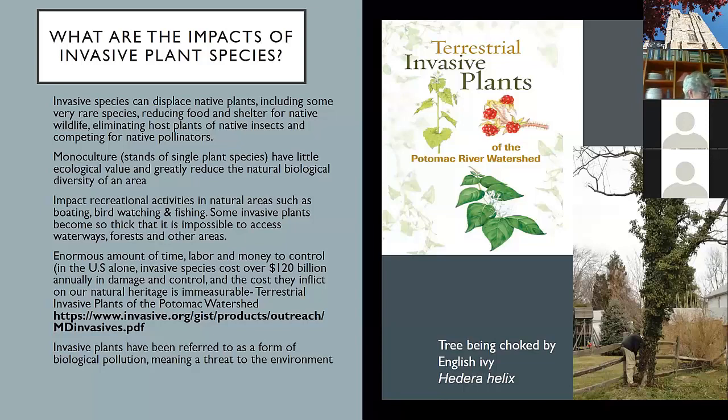Invasive plants have been referred to as a form of biological pollution, meaning they're a threat to the environment, such as the tree on the right, which is being choked by English ivy, which you probably see driving around in Northern Virginia. The vines of English ivy climb up the tree, slowly killing the tree from the base upwards by taking over the branches and twigs. They block sunlight, leading to eventual tree death. The added weight of the vines can also make the tree susceptible to blowing over during a storm.